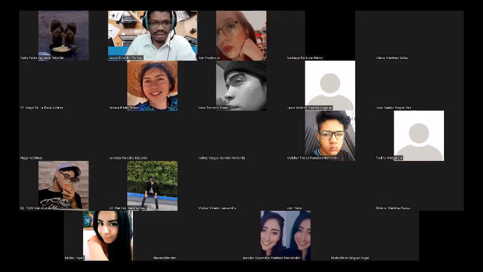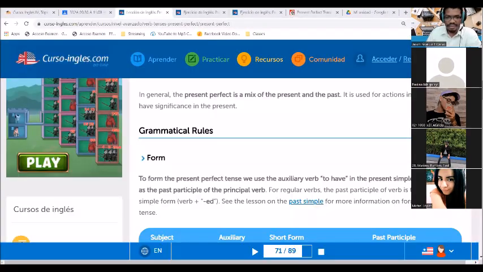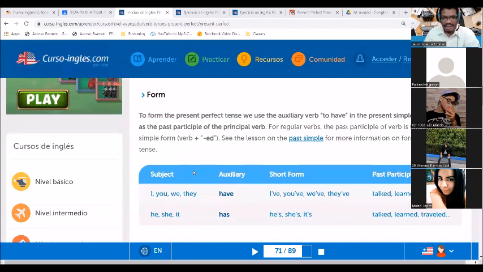Let me share my screen. Let's dive into the uses of the present perfect. Now, structurally, it's fairly easy to remember. You will use have and has, and your verb will be in its participle form, the third form.